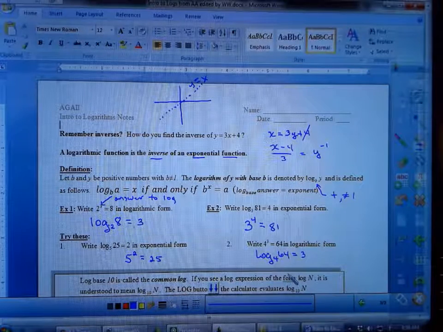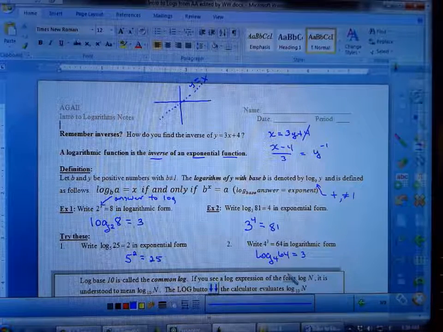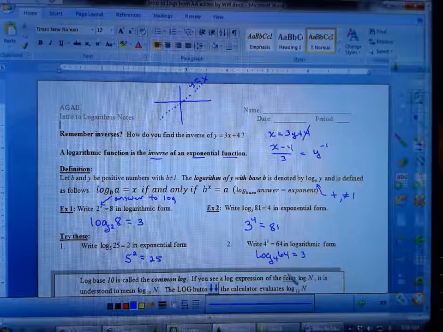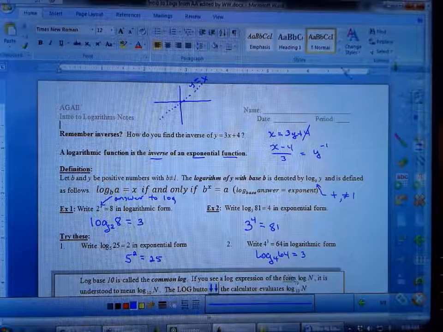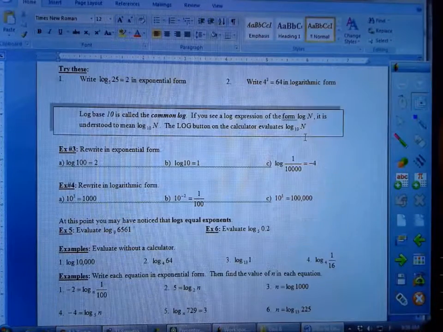Now, so far we've used various bases, but we're going to learn something called the common log, which is a very common log. There's lots of applications that use a base of 10. We'll eventually learn a log that has a base of e. We'll talk about that very soon too. Okay, so let's go to the next little section.